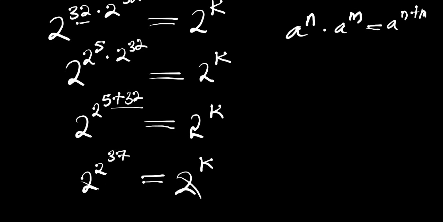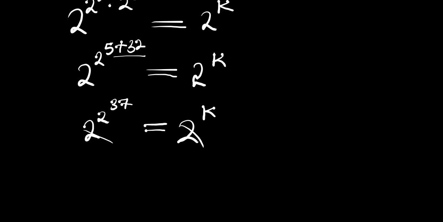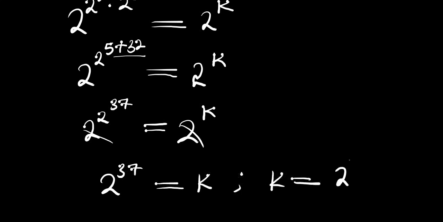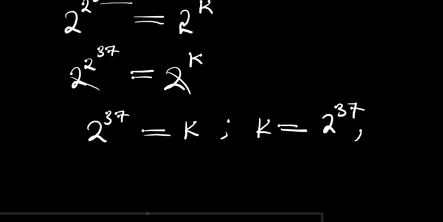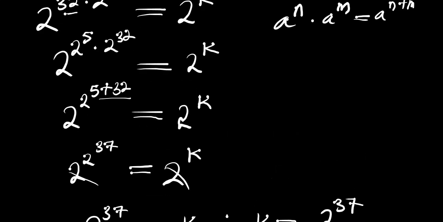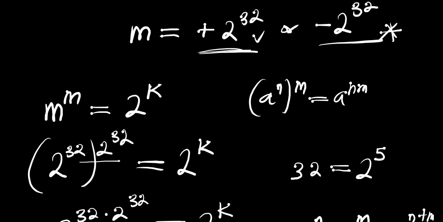Now right now the bases are the same, so we cancel out the bases. We now have 2^37 equals k. So therefore we have k equals 2^37, while m, from the one we solved before, we had m equals 2^32. So those are the two values for m and k.